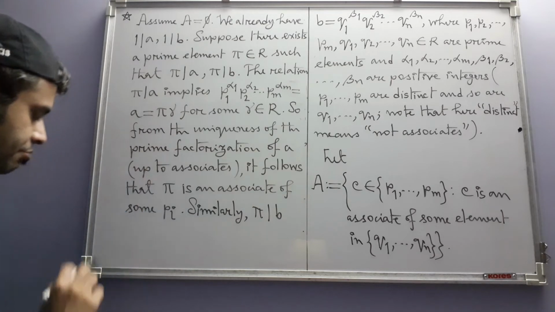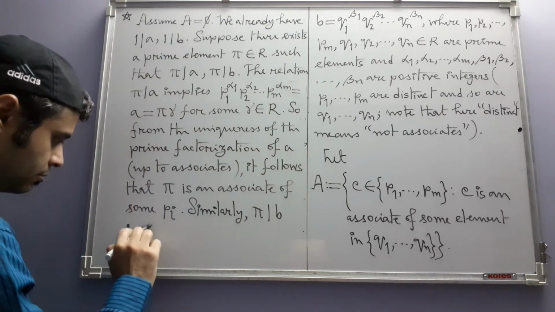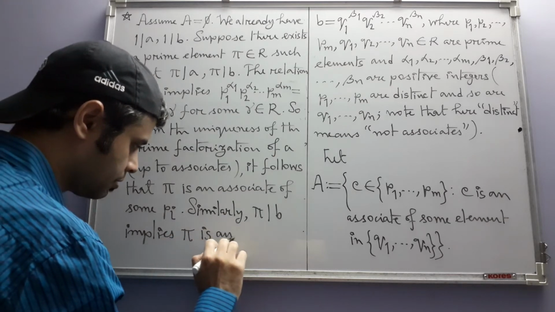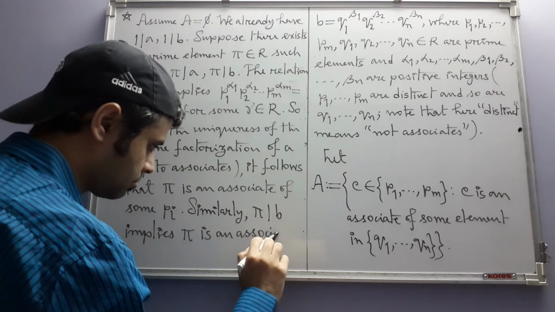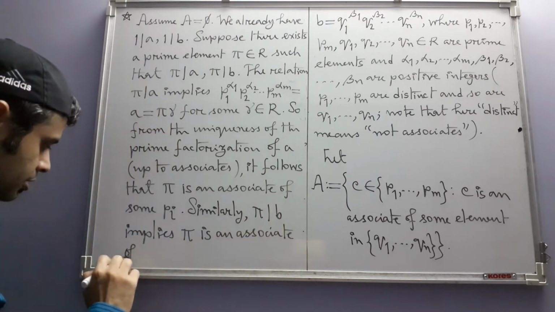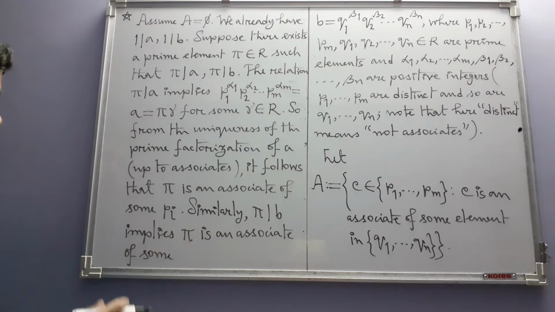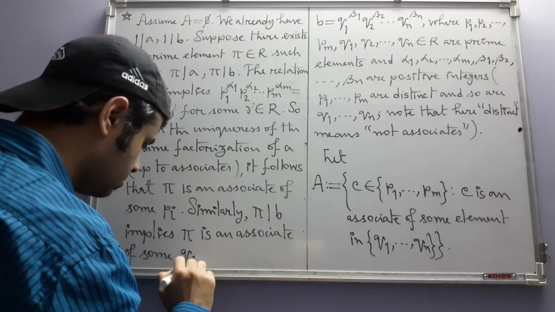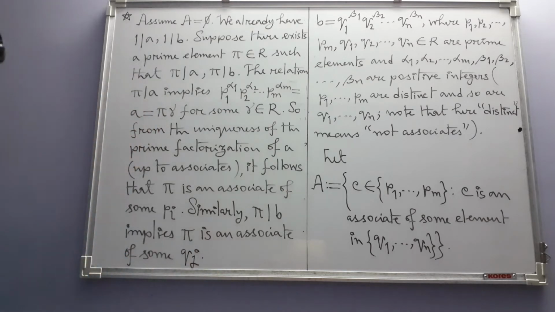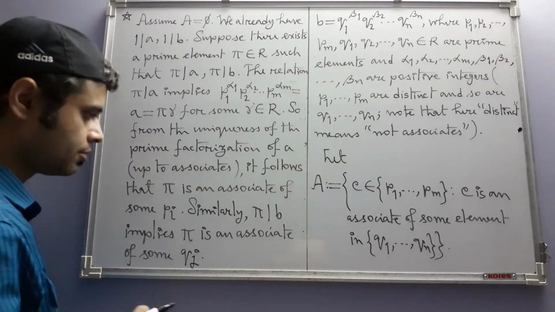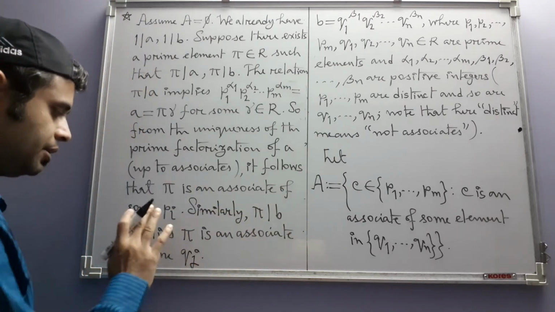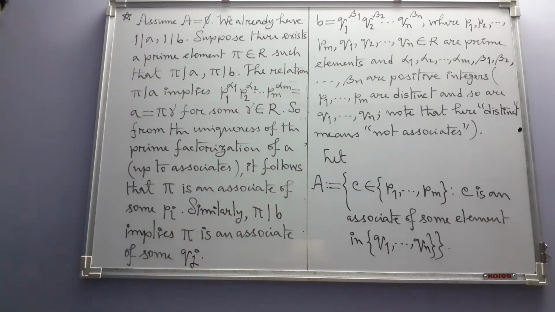Similarly, this will tell us pi dividing b implies pi is an associate of some q_j, looking at the prime factorization of b. But being associates is an equivalence relation. We have already seen this before. So since pi is an associate of p_i as well as q_j, pi will be an associate of q_j.